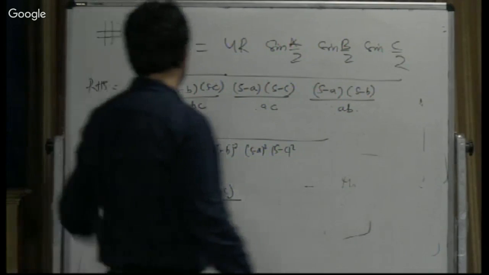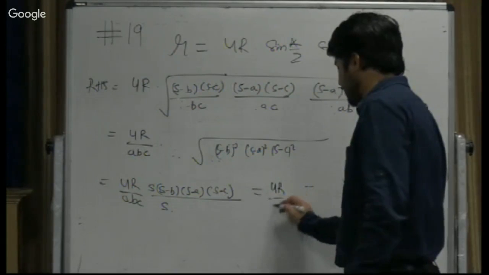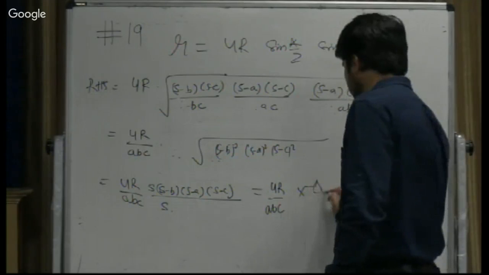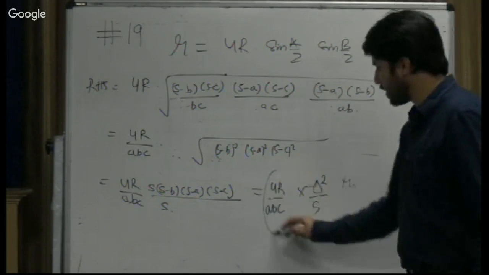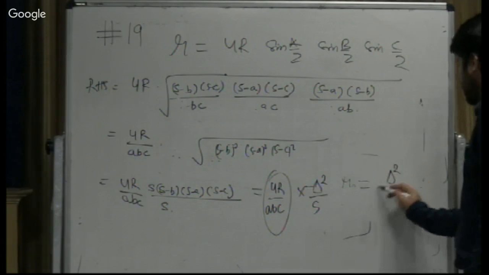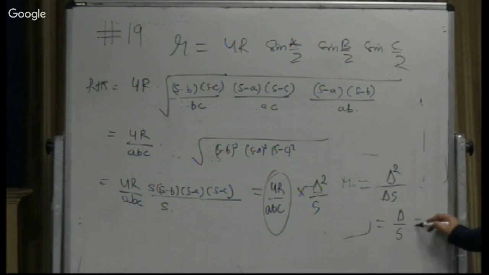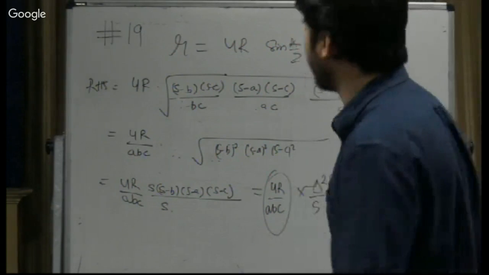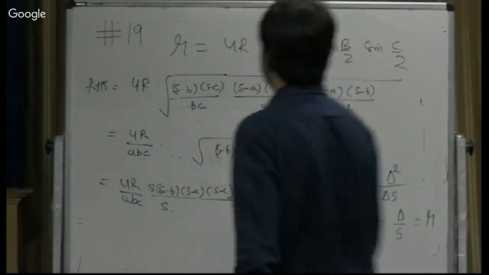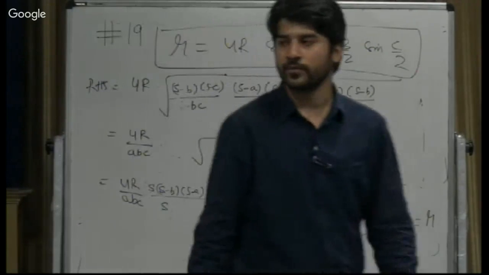Clear? क्या हो गया ये डेल्टा स्क्वायर हो गया 4r by abc into delta square by s. What is 4r by abc? abc by 4r क्या था? Delta था. So I can say delta square by delta s. Finally delta by s, which is equal to, this was your IIT-JEE question, and this turned out to be your property as well. So r in radius is basically 4R into sine A by 2 sine B by 2 sine C by 2. Clear?